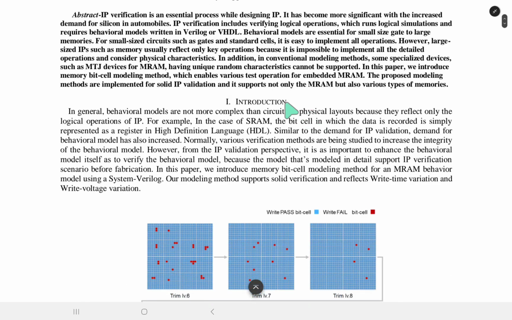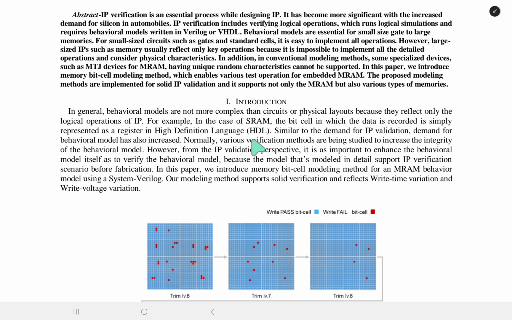of memories. Introduction. In general, behavioral models are not more complex than circuits or physical layouts because they reflect only the logical operations of the IP. For example, in the case of SRAM, the series in which data is recorded is simply presented as a register in a hardware description language, HDL. Similar to the demand for IP validation, the demand for behavior models has also increased.